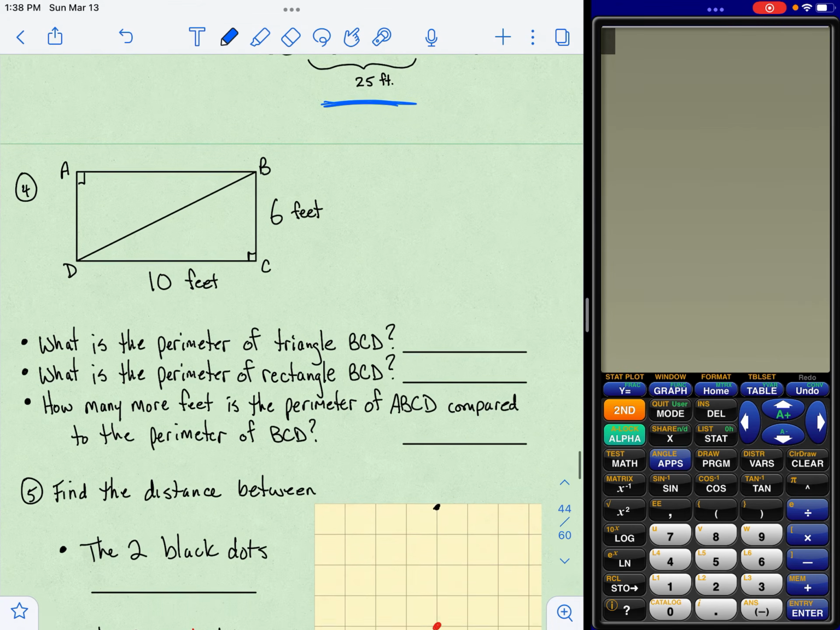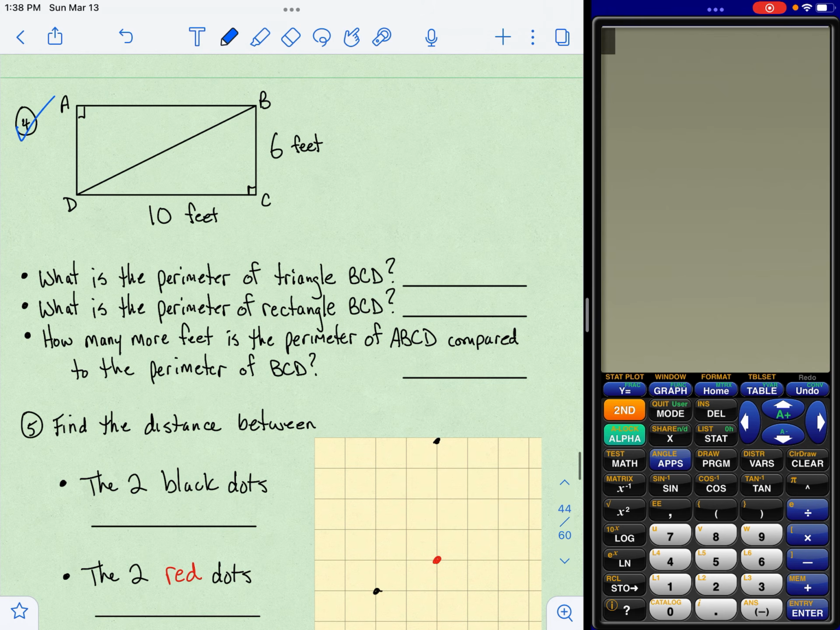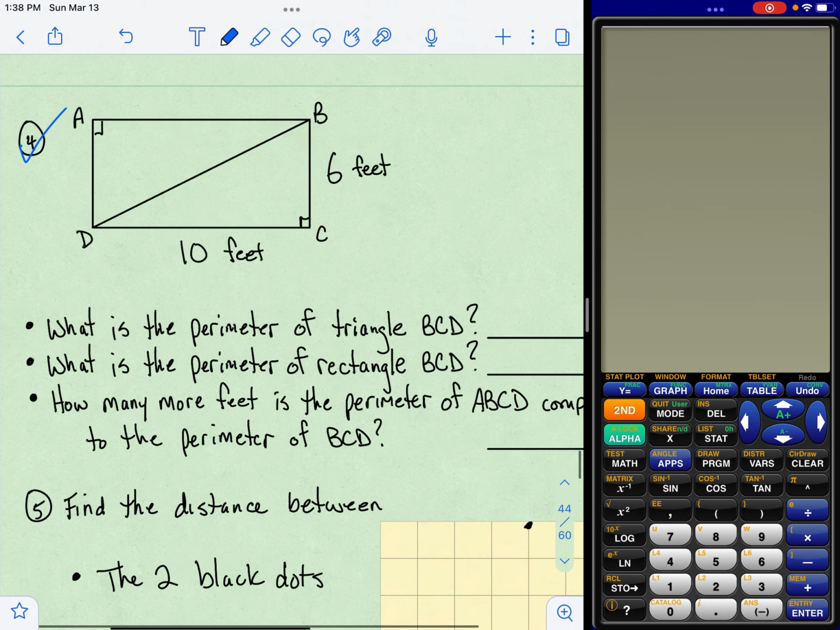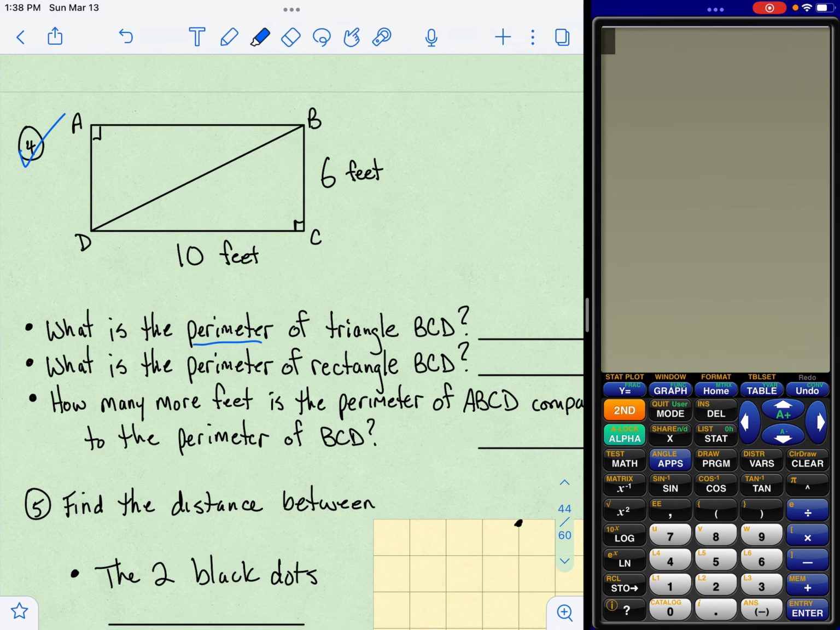Now, something I don't want to be cryptic on is number 4, or a style like number 4, where I see a shape with a triangle or a diagonal line through the middle, and it starts to ask questions like, what's the perimeter of? Now, the perimeter, let's be super clear, B, C, D. Look, B, C, D. I'm going to go from B to C to D. So that means this triangle, right? That's what it's asking about. What's the perimeter of that triangle?